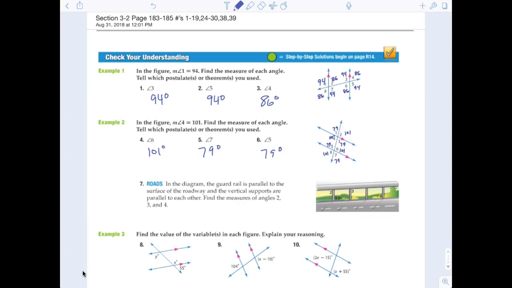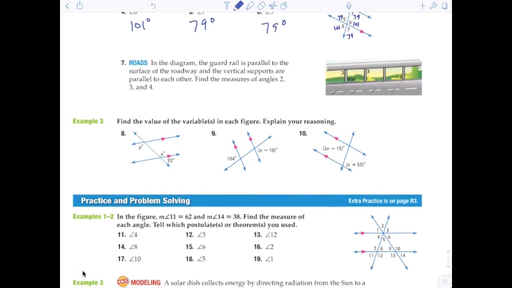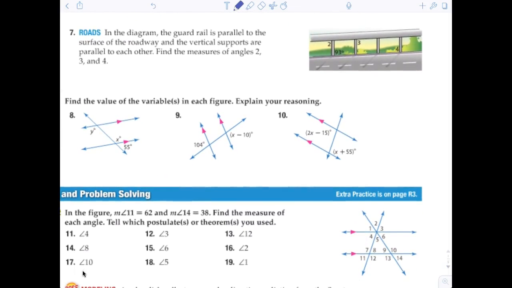It's not that hard. All right, now let's take a look at number 7. It says in the diagram, the guardrail is parallel to the surface of the roadway, and the vertical supports are parallel to each other. Find the measure of angle 2, 3, and 4. That's not that bad, right? So angle 2 would be what? 93 degrees. Angle 2 is 93 degrees.